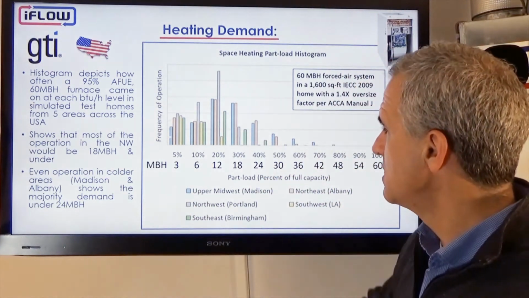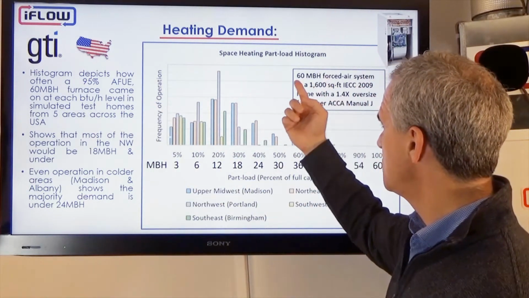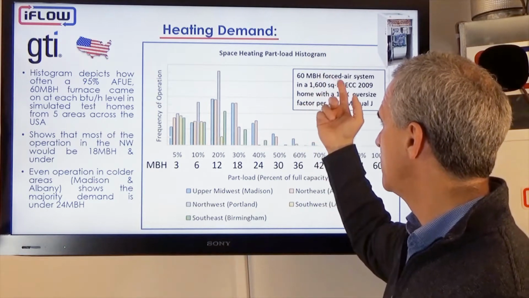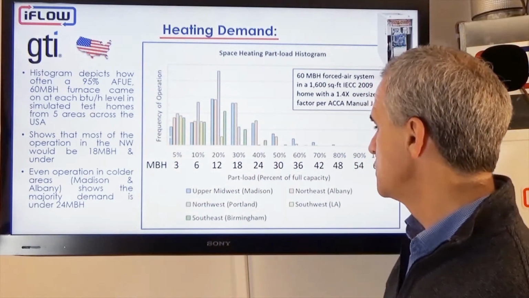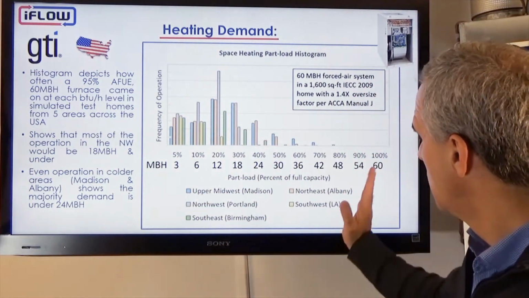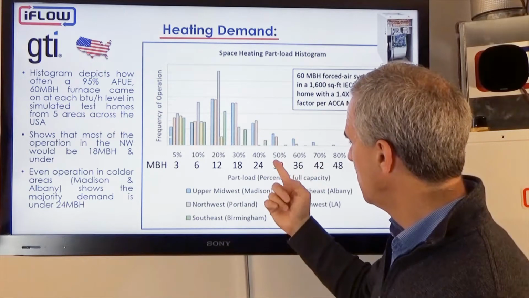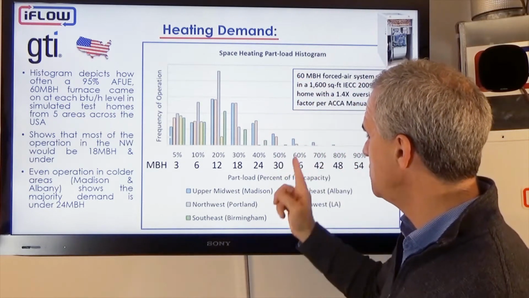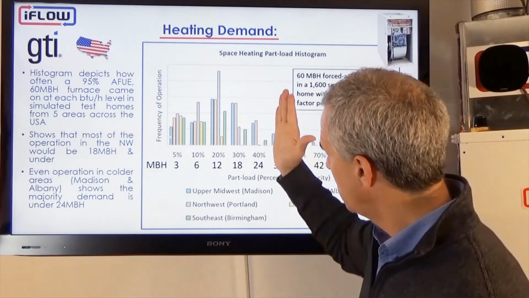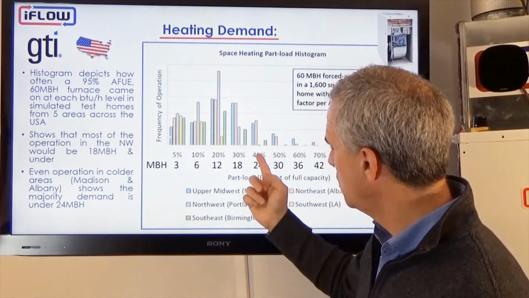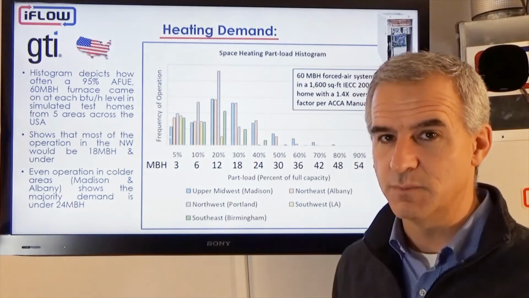So you look at all of these distributions, and we have a 60,000 BTU furnace installed in a 1,600 square foot home. This is the distribution that we expect from each of those homes in each of those different areas. What this shows us is the majority of the distribution falls well below 50% capacity of this 60,000 BTU furnace, so well below 30,000 BTUs. In fact, the majority is below even 40% or 24,000 BTUs.